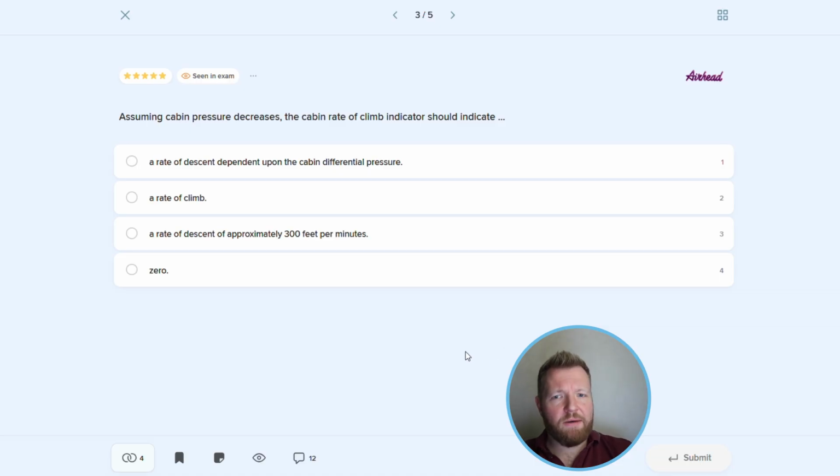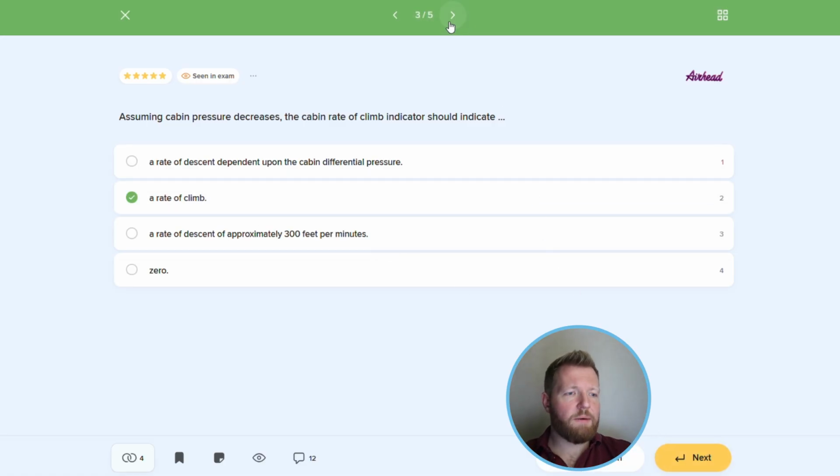Cabin VS indicator works in the same way as the vertical speed indicator on the primary flight display. Whenever pressure in the cabin decreases, the cabin vertical speed indicator shows us a rate of climb. When pressure in the cabin increases, it indicates rate of descent. I know that in the beginning, this type of question might be confusing. So if you have any doubts, just think about what happens with atmospheric pressure during climb or descent. So the correct answer is answer number 2. When cabin pressure decreases, cabin vertical speed indicator should indicate a rate of climb. And this is the correct answer.